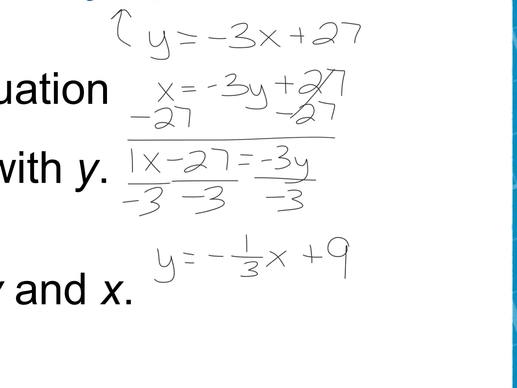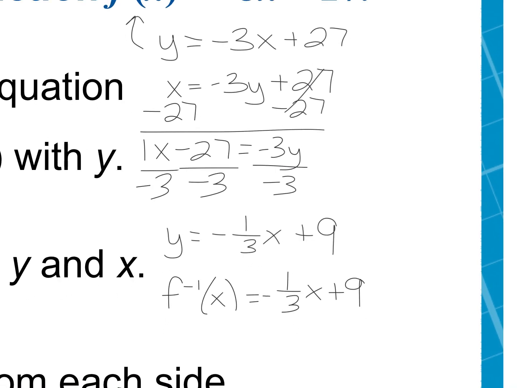And then am I done? No, you're done. You don't have to rewrite it. You can if you want to write it as the inverse expression, that's fine. But how do you know that you're done? Well, your y is by itself, and it's a new equation from your original. Okay?